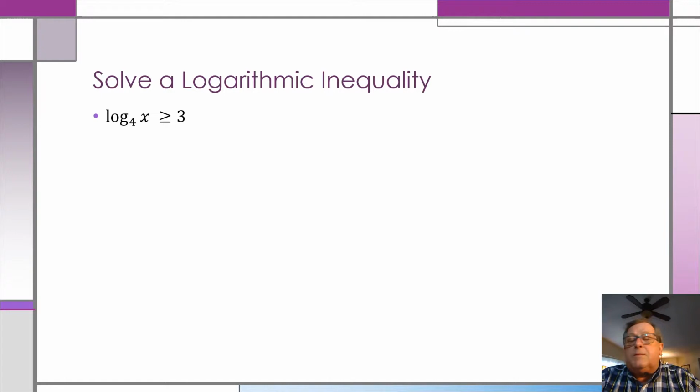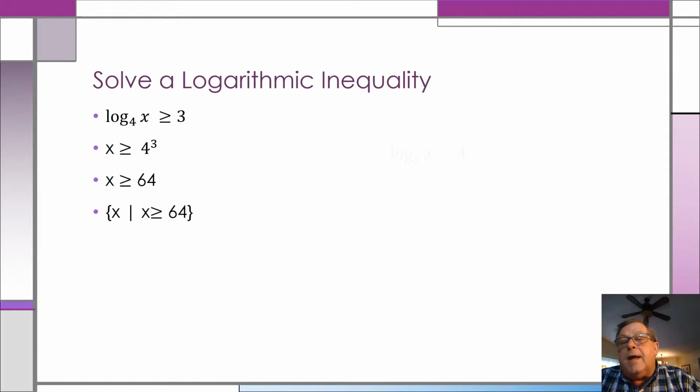But let's move forward and write this in exponential form. We know that the 4 is the base, the 3 is the exponent. So x is now greater than or equal to 4 cubed, and 4 cubed is 64, so x is greater than or equal to 64. And if x is greater than or equal to 64, I don't have any problems trying to take the log of a negative number or even a log of 0. So we can express our answer in set builder notation as x such that x is greater than or equal to 64. And we've solved that inequality.